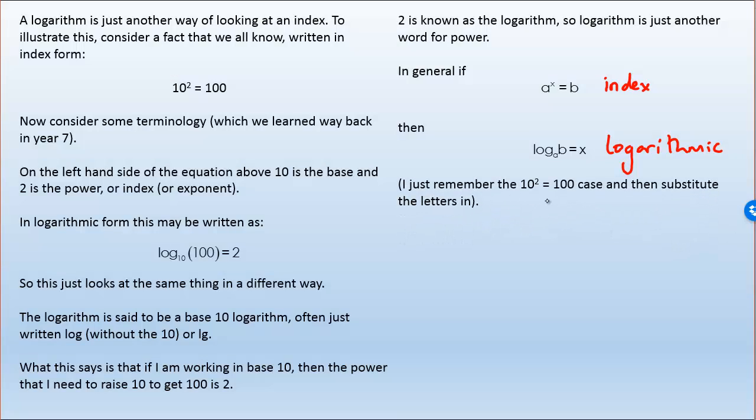I just remember the 10 squared equals 100 case. So 10 squared is 100, log to the base 10 of 100 is 2, and then substitute the letters in to get the general case.